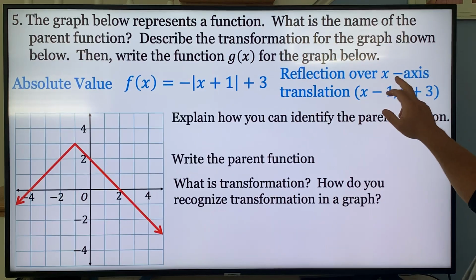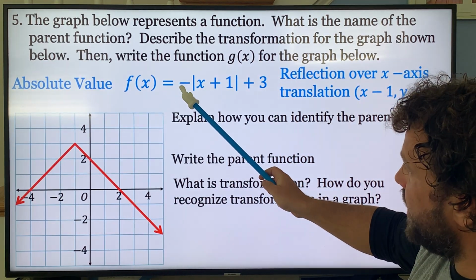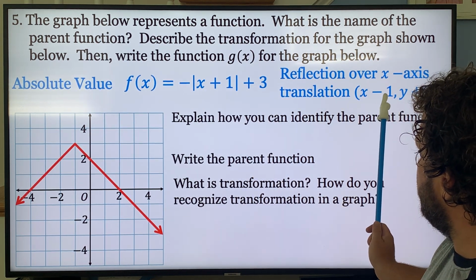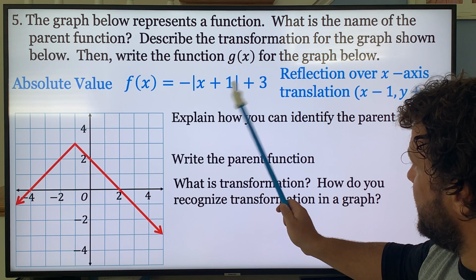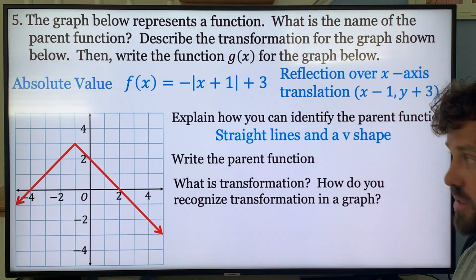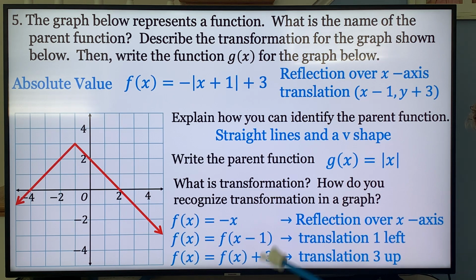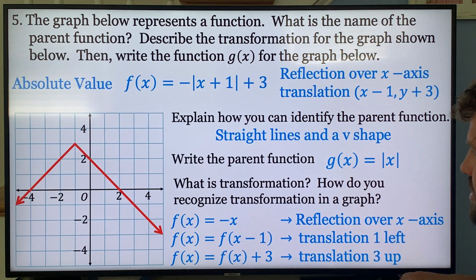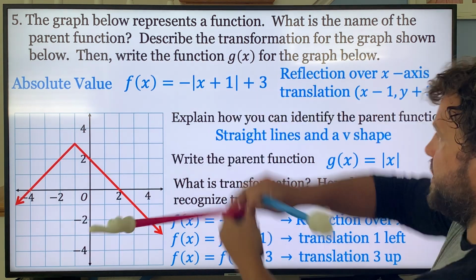Now, first off, when we flip something over the x-axis, that's how we flip from the upside down v. That's how we get it from a regular v. You put a negative in front of your function. So anyway, straight lines in a v shape, that tells us it's absolute value. Parent function g of x equals absolute value of x. So that's what we start with. Now, the negative out front, that's telling us reflection over the x-axis. So that tells us that negative out front, we go from a regular v to an upside down v.